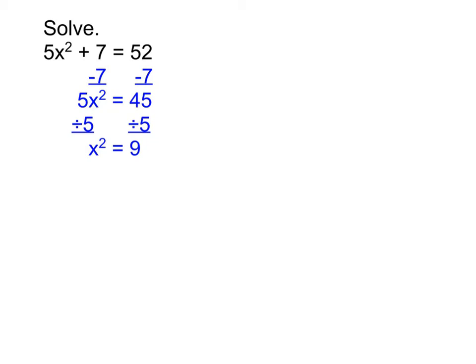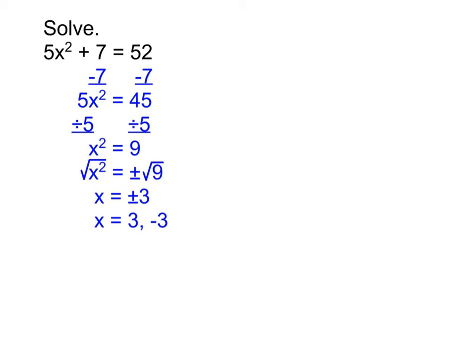I still need to get the x by itself, which means getting rid of the squared. And remember, the opposite of squaring something is square rooting it. So I'm going to take the square root of both sides. But when I do so, notice the big thing that you got to remember here. That plus or minus. When I include that square root symbol, I have to also include the plus or minus in front of it. And so that means the square root of 9 is 3, therefore our answers are 3 and negative 3.